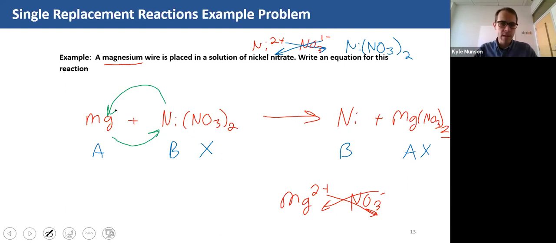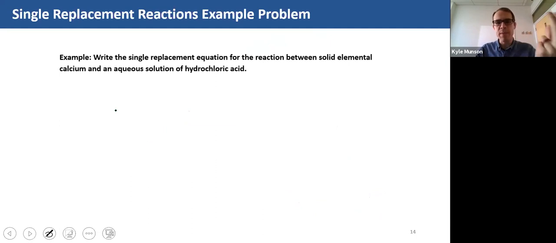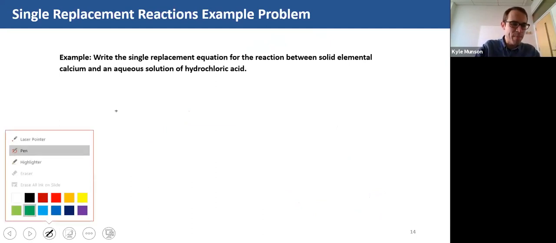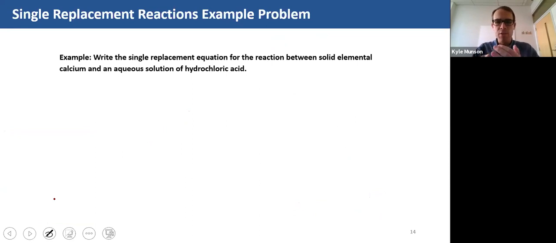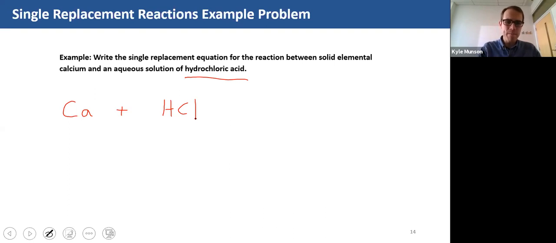Let's do another example. Write the single replacement equation. It's just telling us that it's a single replacement right off the bat, for the reaction between solid elemental calcium and an aqueous solution of hydrochloric acid. So we have elemental calcium plus hydrochloric acid, and go back to our section on naming acids to get what this is. Hydrochloric acid is HCl. Why don't you pause the video and try to write the single replacement reaction for this.